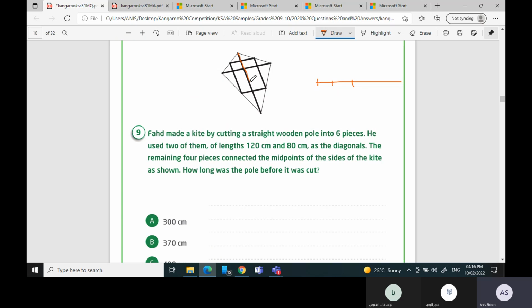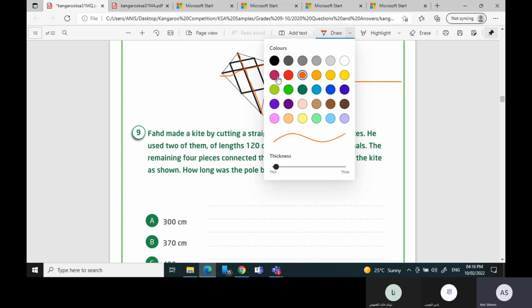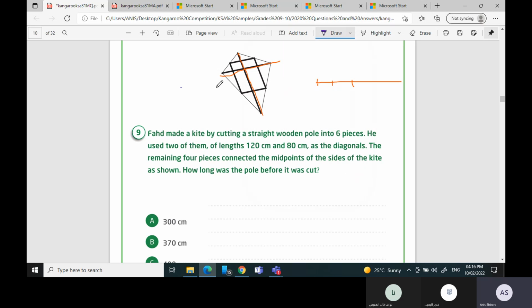So if I highlighted this one and this one, these are the diagonals. Okay, we will continue now. One is 120 and one is 80 centimeter. Of course, this one is smaller, so directly I'm going to write the number because I don't want to go back to the whole question.